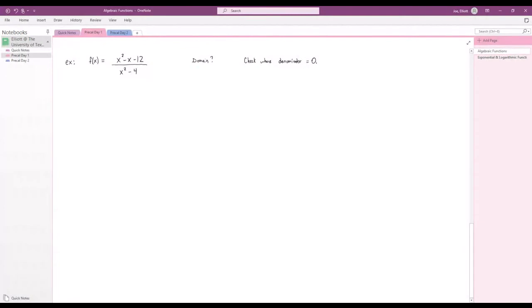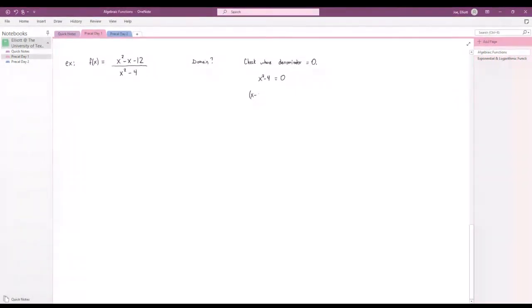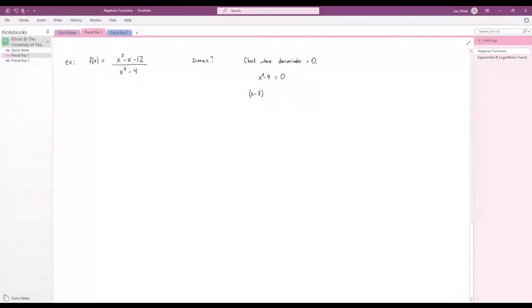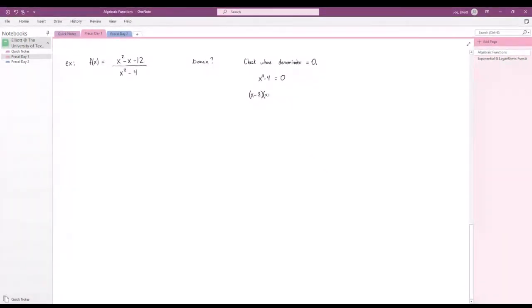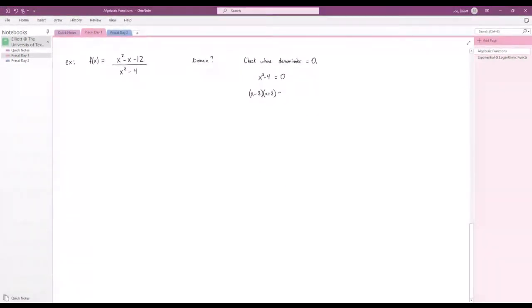Okay, so if I take the denominator x squared minus 4 and set it equal to 0 to solve for x, you can do it a couple of different ways. Maybe first, I know a lot of people have said you can factor it. So x squared minus 4 would factor as x minus 2 times x plus 2. And then from there, you get that the denominator will be 0 when x is plus or minus 2.